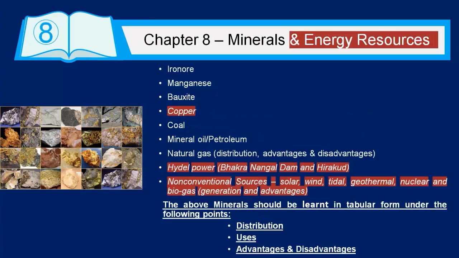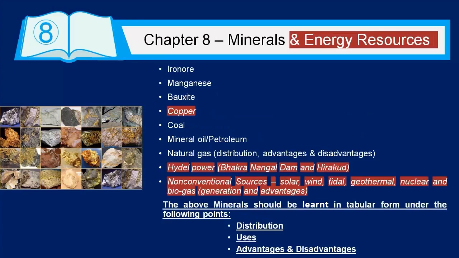In Mineral and Energy Resources Part 2, you have to study the difference between conventional and non-conventional resources. In conventional resources, you have to study only coal, petroleum and natural gas. These you have to study under the headings types, distribution, areas, advantages and disadvantages. You can study them in tabular form.